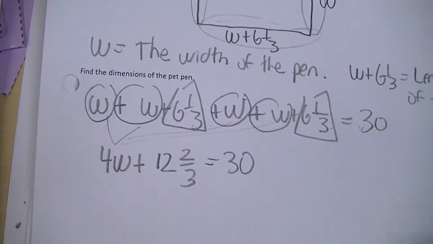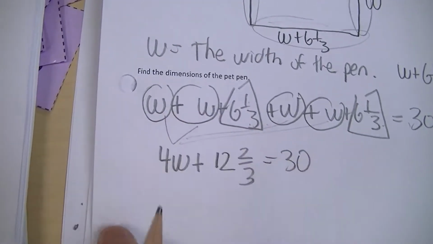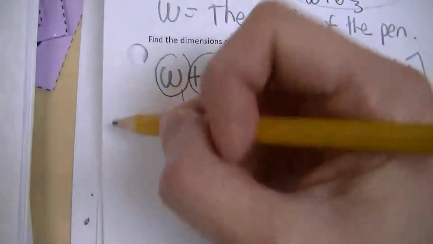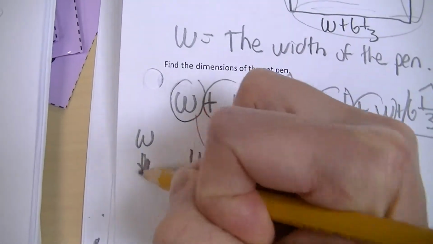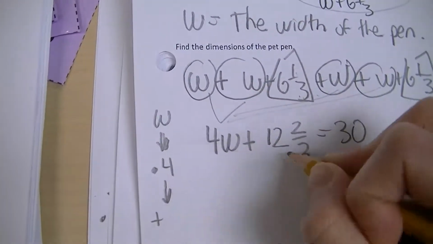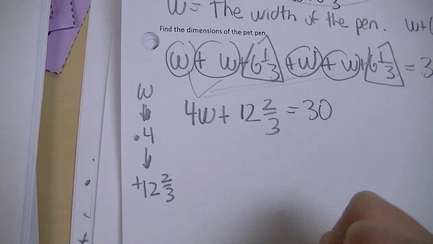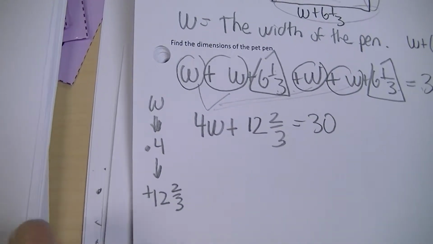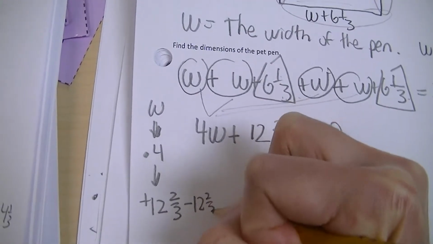So now that we have just a variable on one side of that equal sign, we are able to build this. So we start with W. Then, oh, that's an arrow. Then we multiplied it by 4. And then we added 12 2/3. So the inverse operation of adding 12 2/3 is subtracting 12 2/3. So that's what we're going to do to both sides of that equal sign.